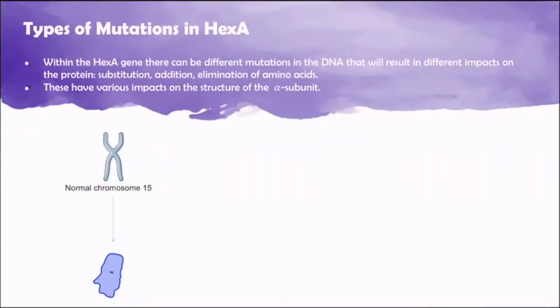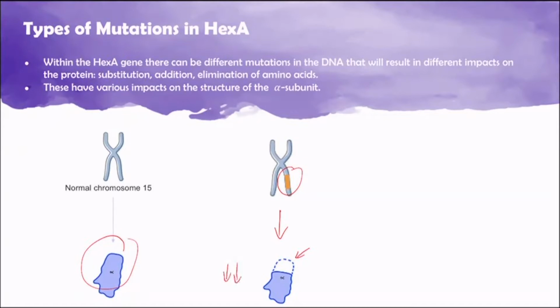So what types of mutations can there be in this HexA gene? Normally, this is what you get from the HexA gene. You get this protein. However, there can be different mutations that result in, for example, the substitution of one amino acid in that protein, or the addition or elimination of amino acids. So let's consider this example. This is one mutation that might occur in the HexA gene, and it results in a protein that is truncated. That is, part of the protein is missing. Therefore, this will probably have very reduced function.